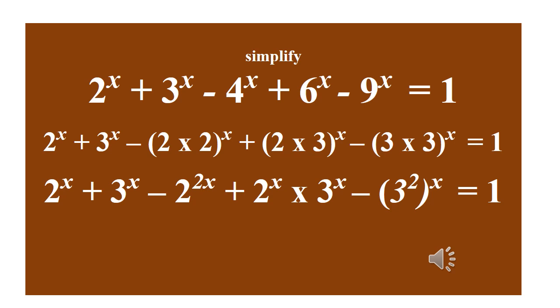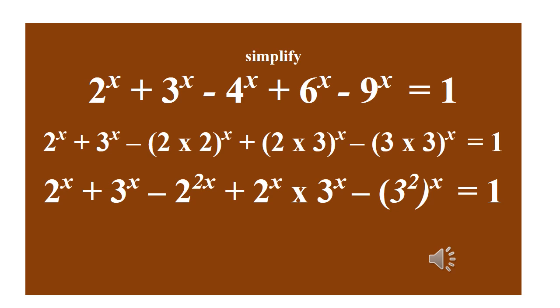Now we have the third question, question number 3, and the question is not on imaginary number. So this one is kind of an exponential question. Now we have 2 raised to power x plus 3 raised to power x minus 4 raised to power x plus 6 raised to power x minus 9 raised to power x equals 1. We have to simplify and find the value of x.